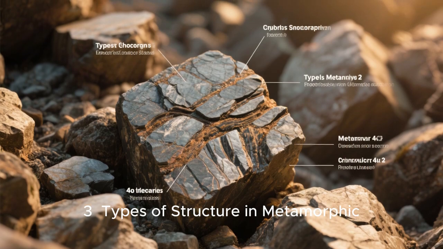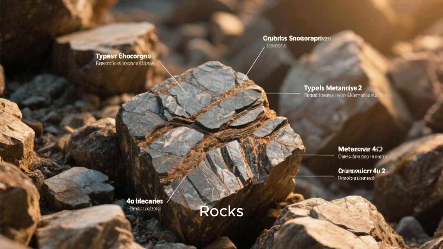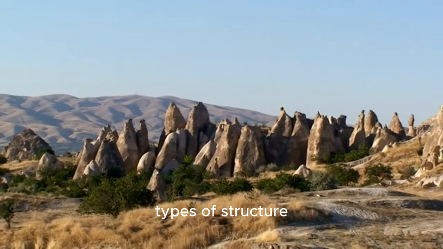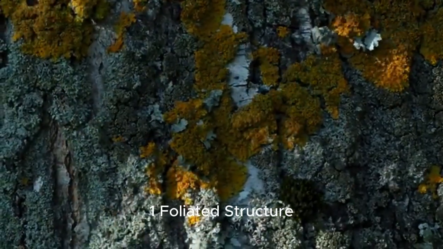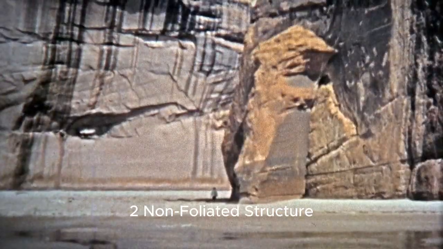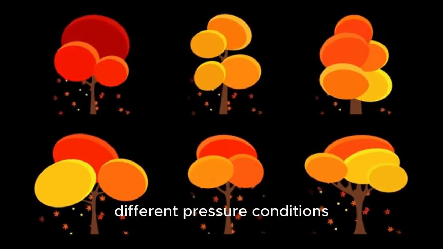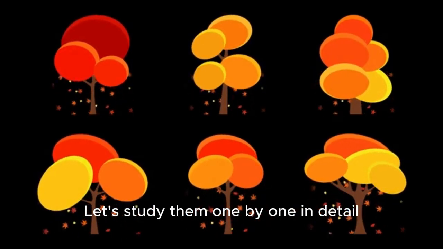Section 3. Types of structure in metamorphic rocks. Metamorphic rocks mainly show two major types of structure. 1. Foliated structure. 2. Non-foliated structure. Both these structures are formed under different pressure conditions. Let's study them one by one in detail.